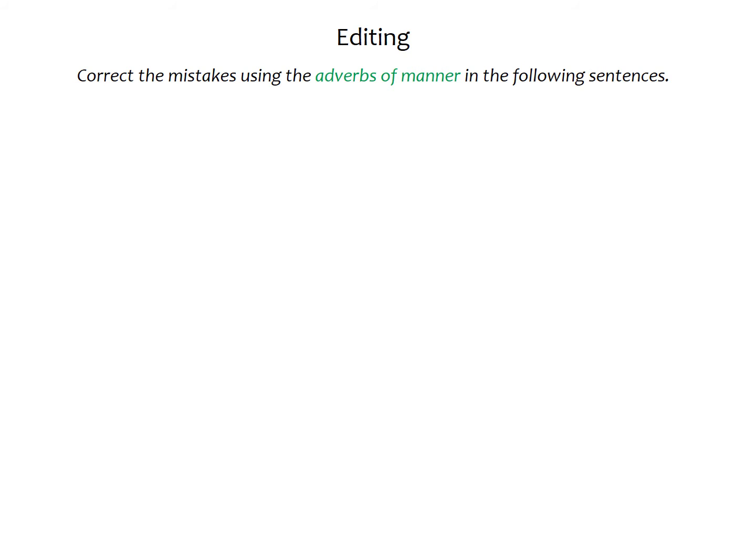Okay, now that we've had some practice with our adverbs of manner, let's test our knowledge with some editing. We want to correct the mistakes using the adverbs of manner in the following sentences. Please drive safe. The correct way to say this is please drive safely. Now, you will hear people say, please drive safe. This is a very common mistake. Many people don't even realize it's a mistake, but if you want to be grammatically correct, the correct way is to use the adverb of manner, which is safely.